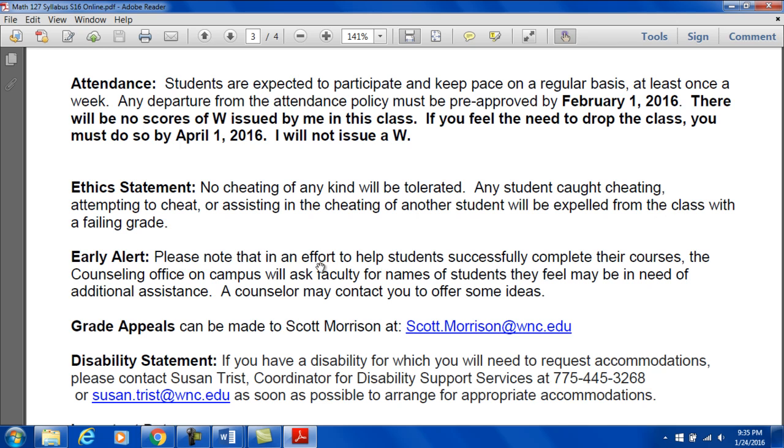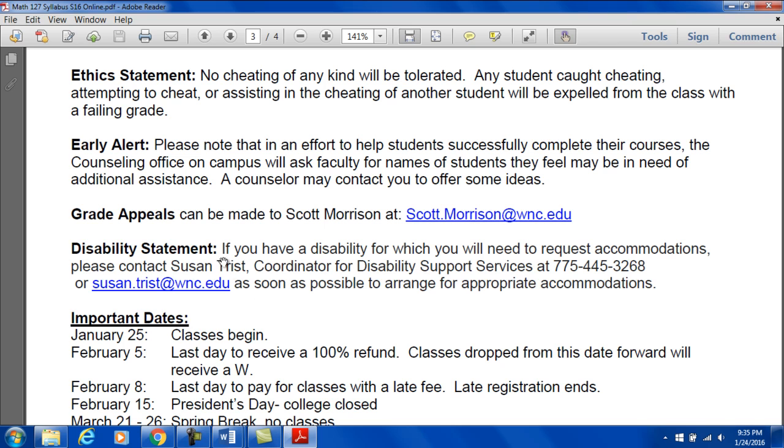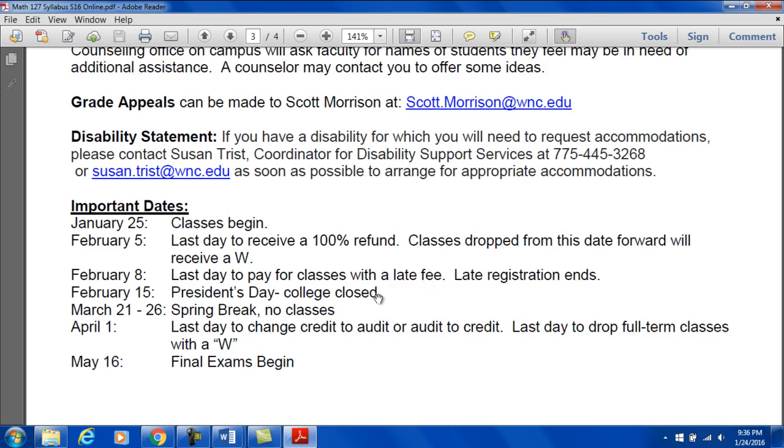The alert: please note that in an effort to help students successfully complete their courses, the counseling office on campus will ask faculty for names of students they feel may be in need of additional assistance. A counselor may contact you to offer some ideas. Grade appeals can be made to Scott Morrison. There's his email address. Disability statement. If you have a disability for which you will need to request accommodations, please contact Susan Trist, the coordinator for disability support services, and there's her phone number and email address, as soon as possible to arrange for appropriate accommodations.